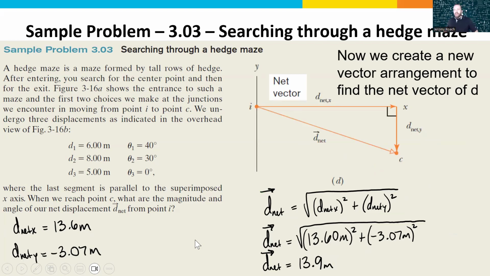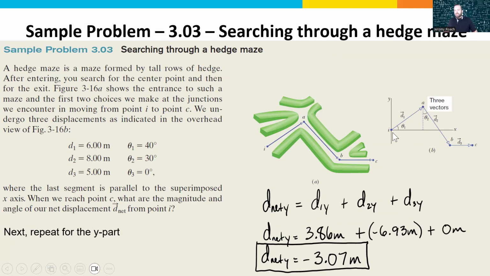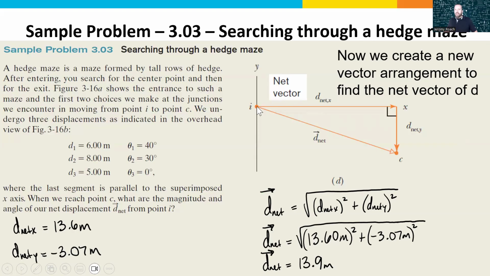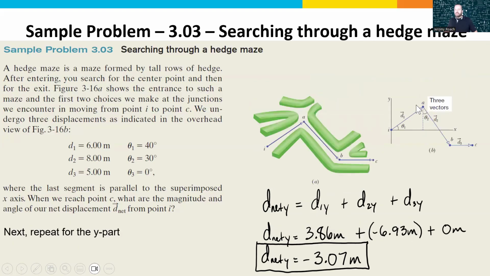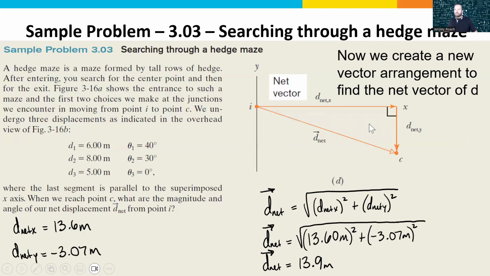Okay, so now we've got this overall net vector for d. The net vector for d is going to go from I to C. So that's the net vector, or we can call it just d net. If we redraw this diagram, we can now get rid of all of these zigzags, D1, D2, D3. Now we just have our net vector D, and our net in the X direction, which we calculated was 13.6. Our net in the Y direction, which we calculated, is negative 3.07.